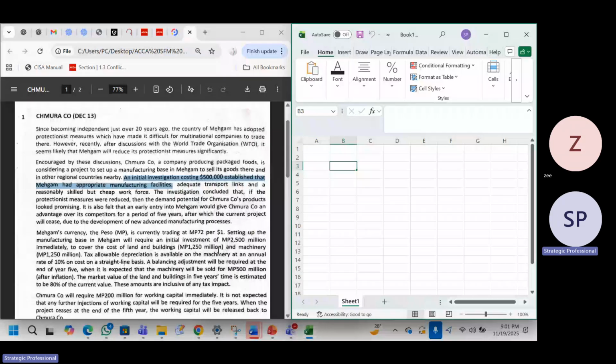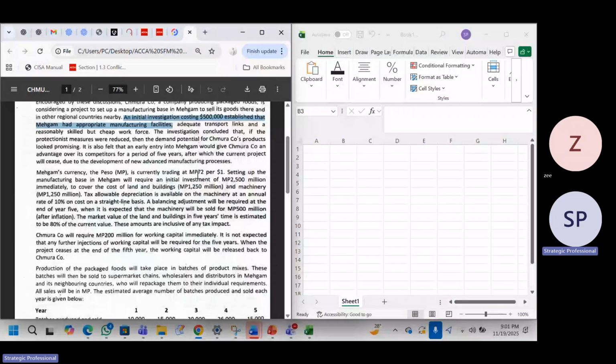The peso is currently trading at 72 MP per $1. So now the manufacturing plant will be in Megam, right? So Megam's currency is what we're using.